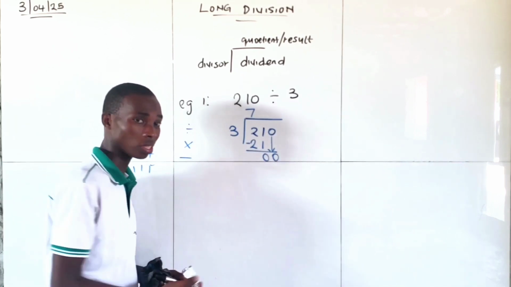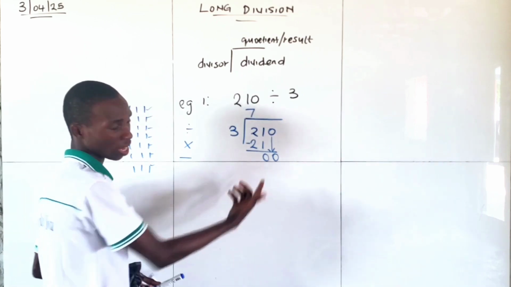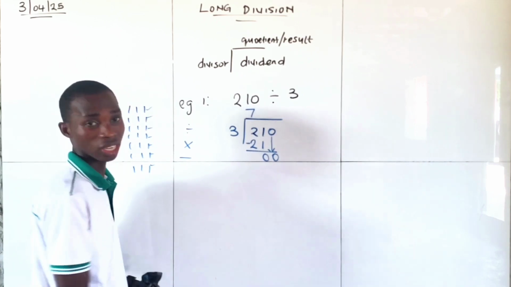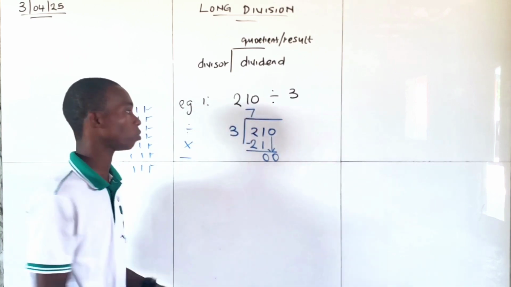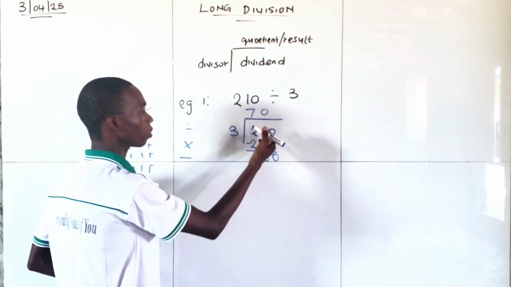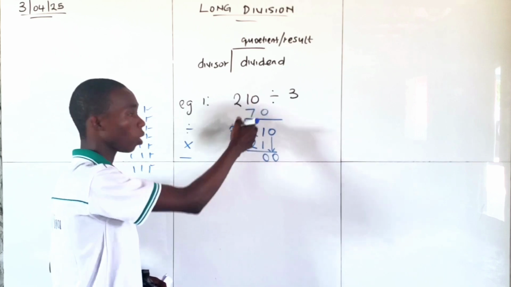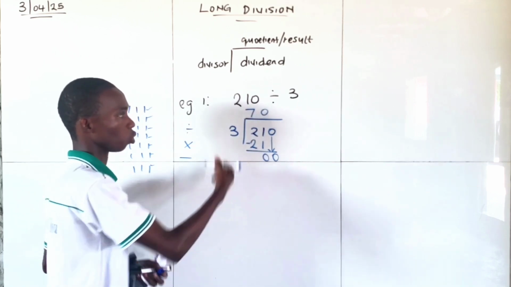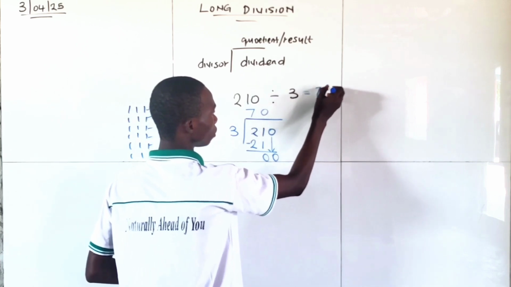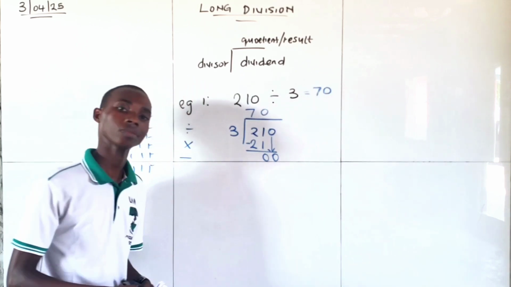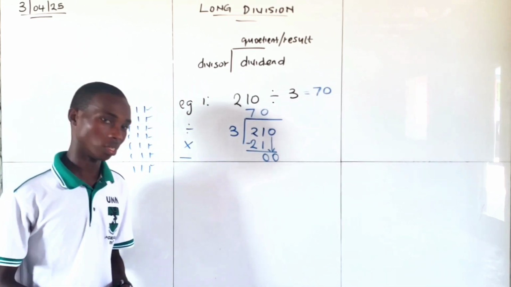If the 0 comes down, that means it's just 0. Now, 3 divided by 0 is giving us the same 0, or 0 times 3 is still giving us the same 0, so I'll add 0 here. 3 divided by 0 is giving us 0, and then 0 times 3 is still giving us what? 0. So our answer here is what? It's 70. So 70 here is our answer.